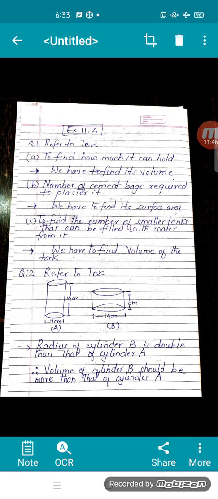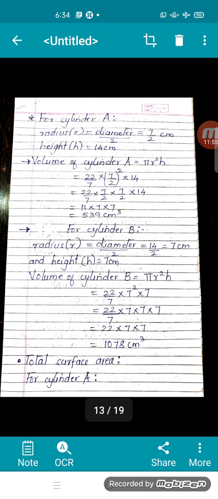Radius of cylinder B is double than that of cylinder A. Therefore, volume of cylinder B should be more than that of cylinder A. For cylinder A, radius is equal to diameter upon 2, 7 upon 2 centimeter, height is 14 centimeter. So, volume of cylinder will be pi r square h. By putting the values, you get 539 centimeter square.